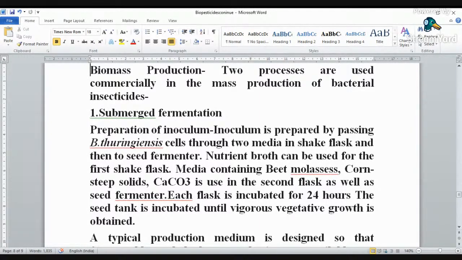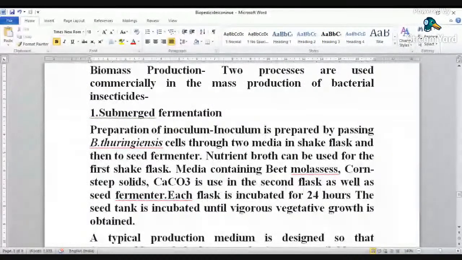So I have finished the main part, the mode of action of different pesticides. Now biomass production, application, and field application. Today we will finish biomass production and field application. Tomorrow, or today evening if possible, I will send you notes. You read it. Then we will take the exam on ACC, a 20 marks exam on ACC, maybe on Monday or Tuesday.